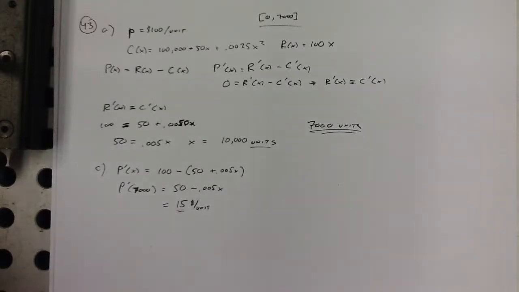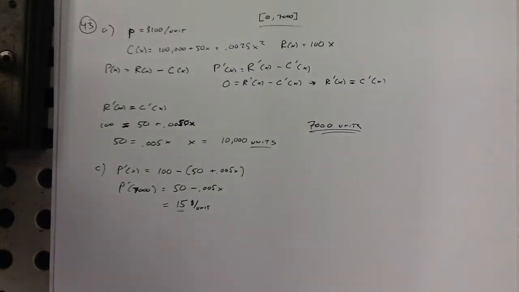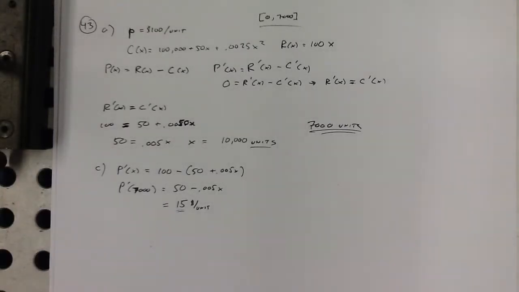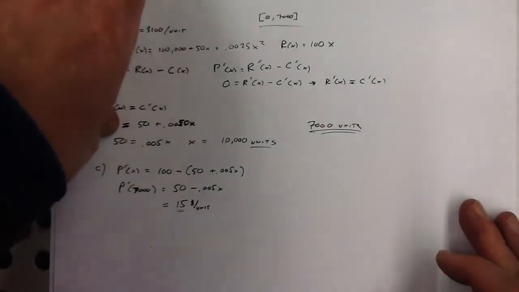I am just going to check my answer in the back right quick and make sure that I'm not giving you any bad information. Certainly hope that I'm not. This is number 43. So 7,000 units, yes, and 15 bucks. So that's what all that means. All right, that's number 43.